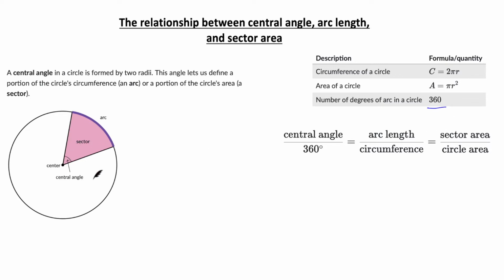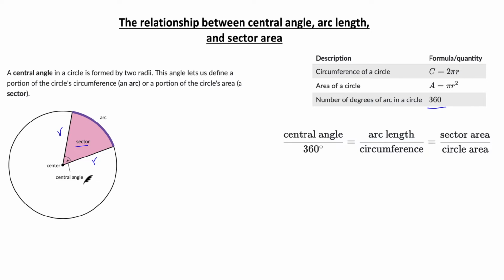Let's have a look at this diagram. This is important. What's a central angle? A central angle in a circle is basically formed by two radii. We have r here, we have r here. This angle basically lets us define a portion of the circle's circumference, that's an arc, or a portion of the circle's area, which is the sector. As I've stated earlier, if you form an arc by two radii, it becomes a sector.